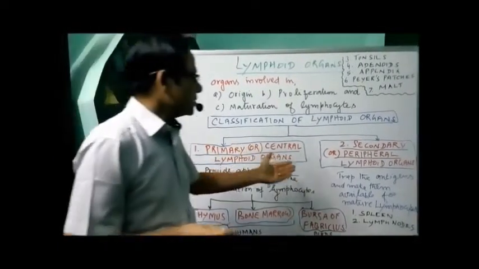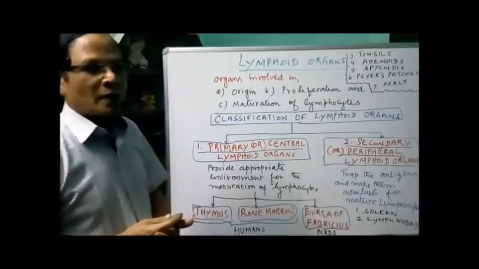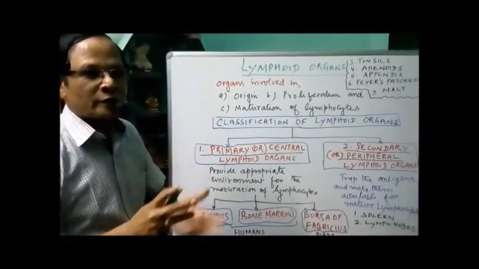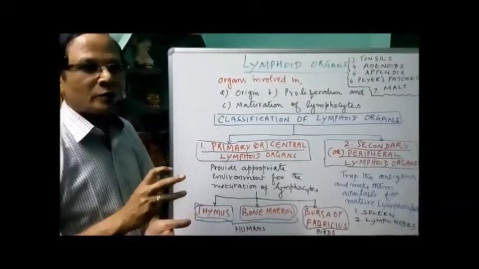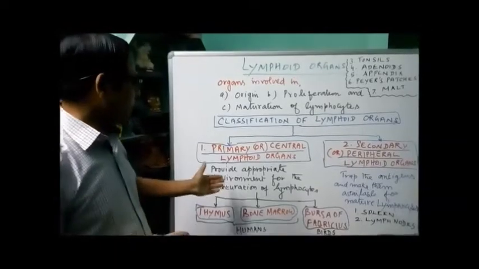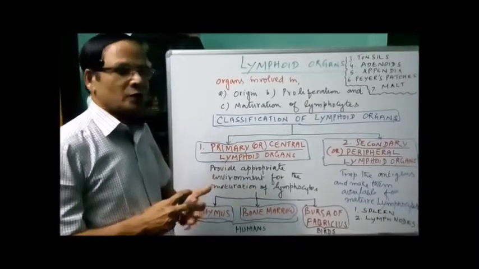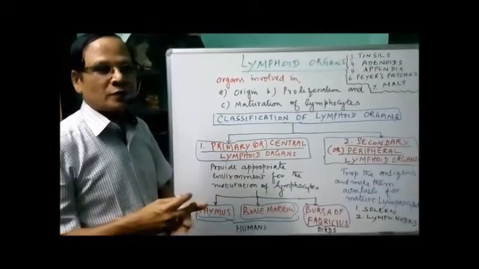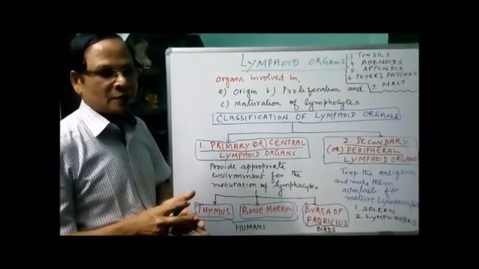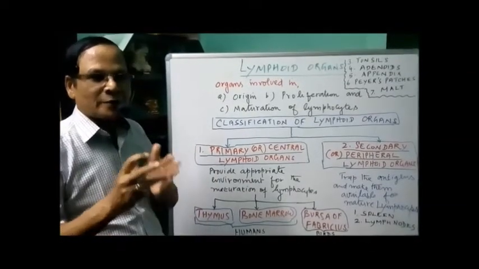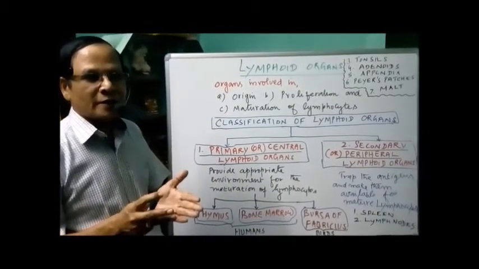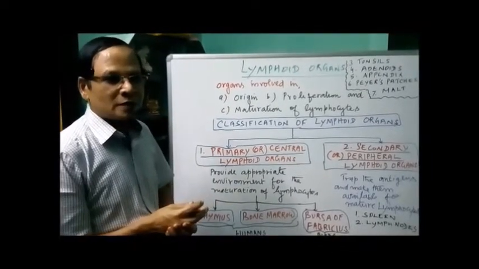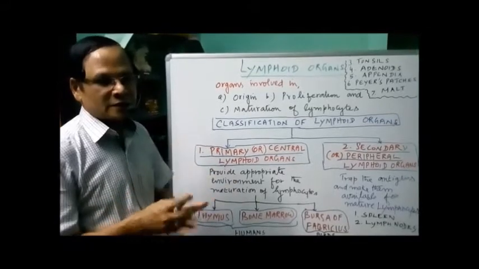Now, what do you mean by secondary or peripheral lymphoid organs? After getting immunocompetent, that is, gaining the ability to compete with the antigens, a process called immunocompetency, the cells migrate from the primary lymphoid organs to the peripheral lymphoid organs where they are anchored. They are concerned with the trapping of antigens and make the antigens available for the mature lymphocytes so that they can attack these antigens.